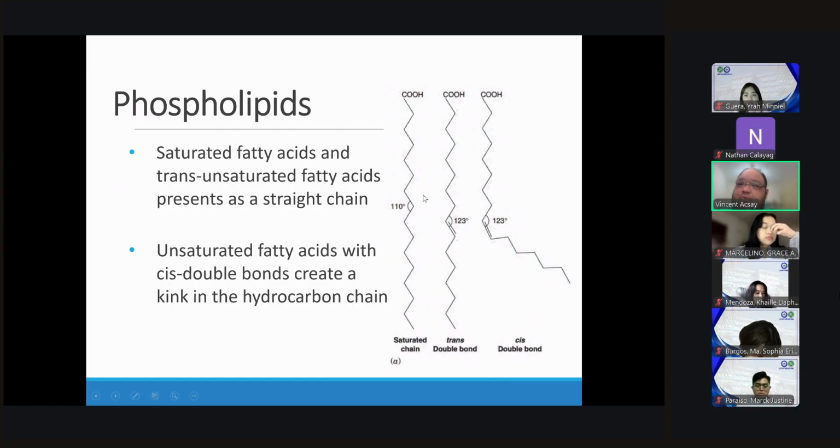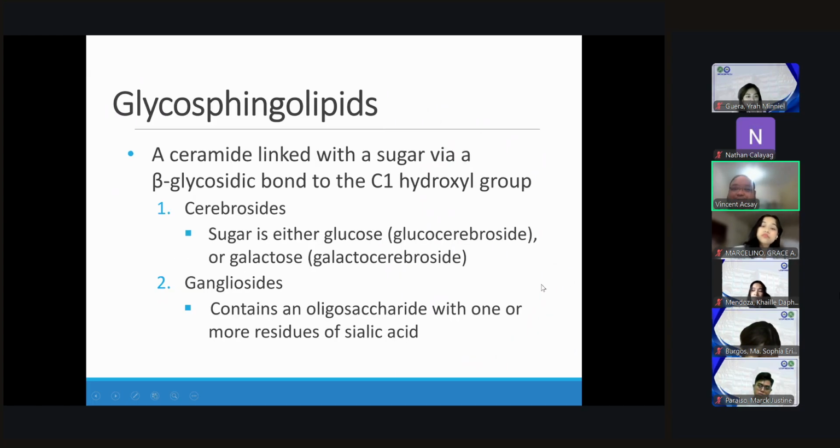But particularly when you have cis double bonds, you form kinks within the hydrocarbon chain because those do not fold into a pattern that is relatively straight. They form a kink in a direction not parallel to the rest of the hydrocarbon chain. Why is this important? I will explain later.